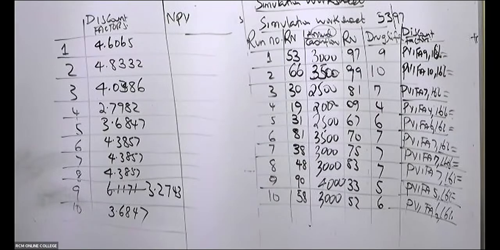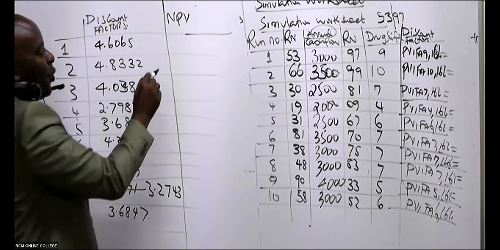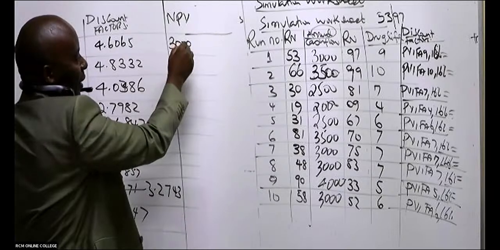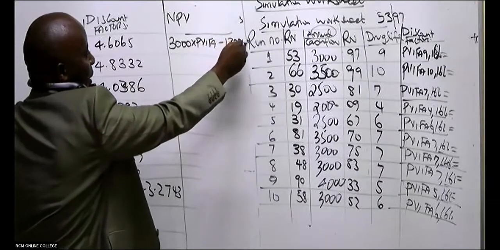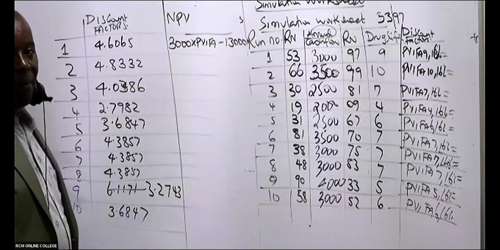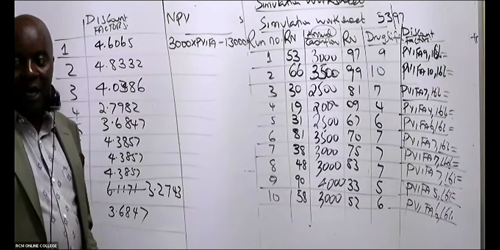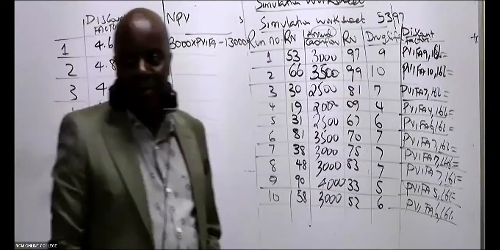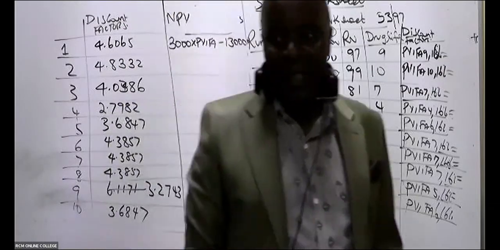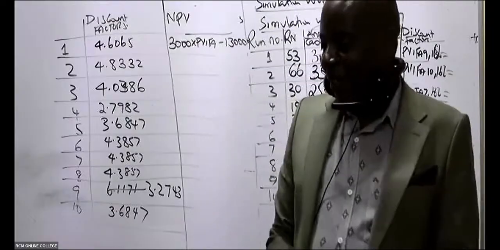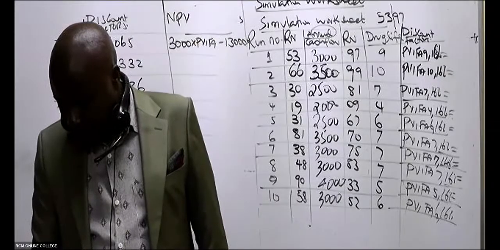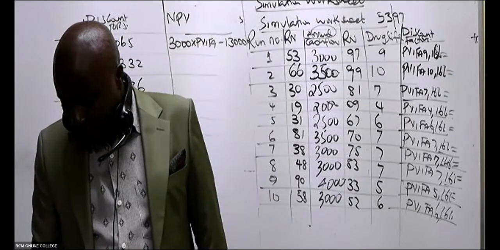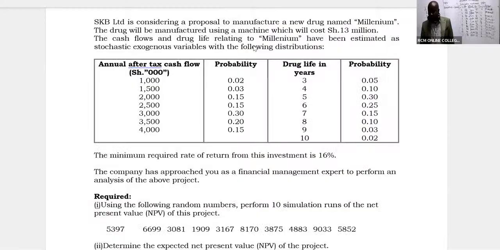The last column. And what do we do now here? You can see run number 1. We shall be enjoying a cash flow of 3,000 per annum, isn't it? Times, in this case, this PVFA, minus initial outlay. Initial outlay, you give me a figure of 13 million. But you remember your cash flows are chopped 3 zeros. Your cash flows are in shillings thousands. If you look at the question, your cash flows are in shillings thousands. So meaning that even this initial outlay, you must chop 3 zeros.